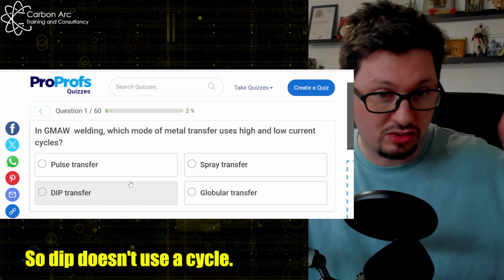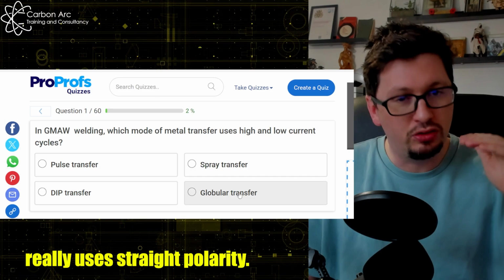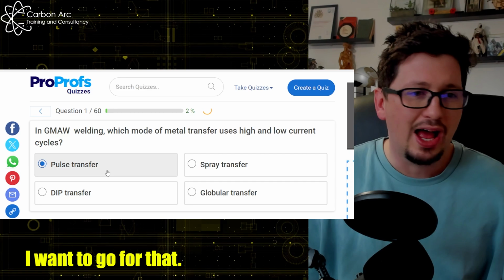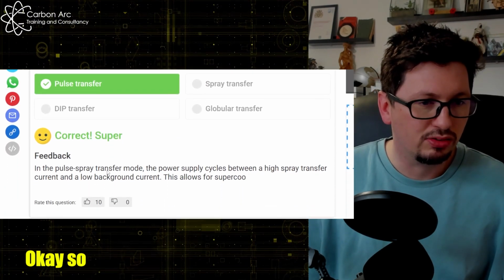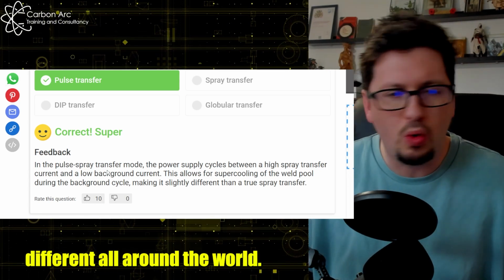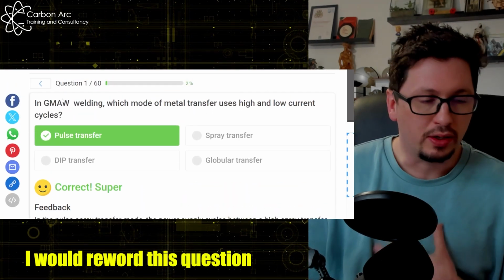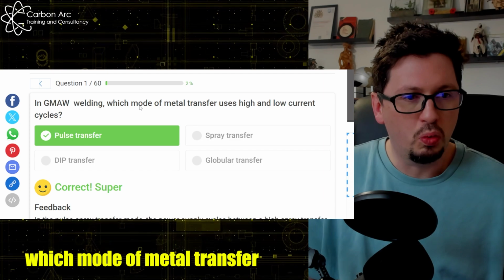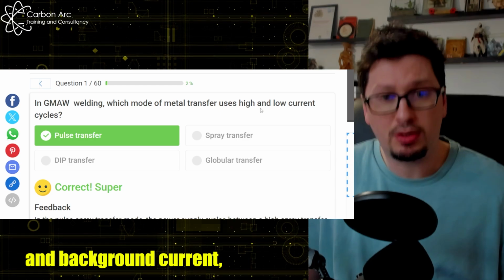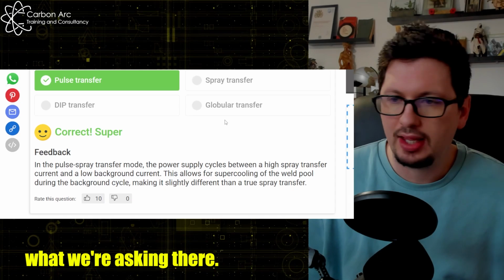So dip doesn't use a cycle. Spray uses straight polarity. Globular uses straight polarity. So the only one that's different here is pulse. I want to go for that. Oh yes, great. Okay, so the terminology is different, but we get terminology different all around the world. So I would reword this question to say, in GMAW, which mode of metal transfer uses a peak and background current? Something like that, because that's really what we're asking there.